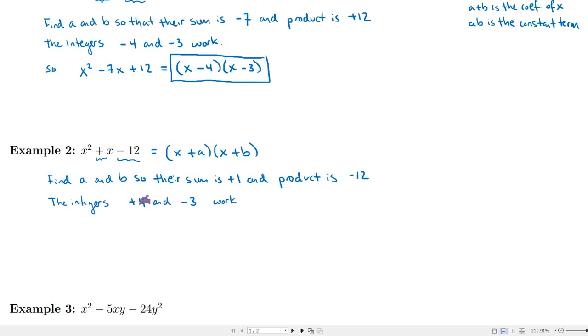Because again, the way that I'm looking at these is to look at the product first, and that'll limit the types of factors that you can actually have, right? So positive 4 times negative 3 is negative 12, and the sum of those two is plus 1. So it's better to look at the product first in a lot of these. Think about all the factors and then pick factors that'll make the sum condition work out. And so these two will work. So our answer will be x squared plus x minus 12 is equal to x plus 4 times x minus 3.